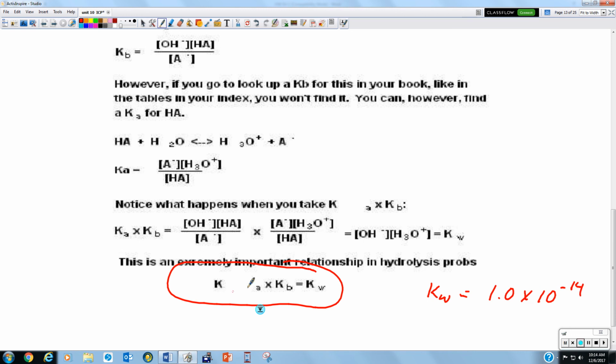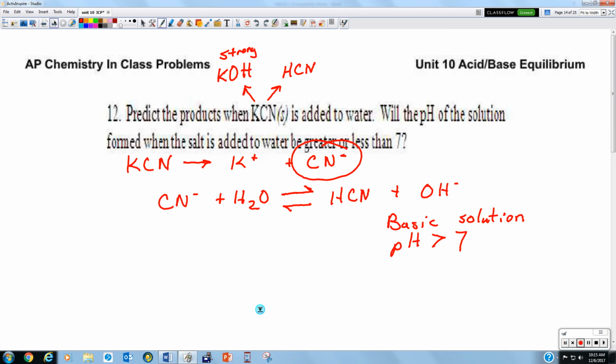So since we have a Ka and we know Kw, we can say that Kb is equal to Kw over Ka, which would be equal to 1.0 times 10 to the negative 14 over whatever our Ka is.